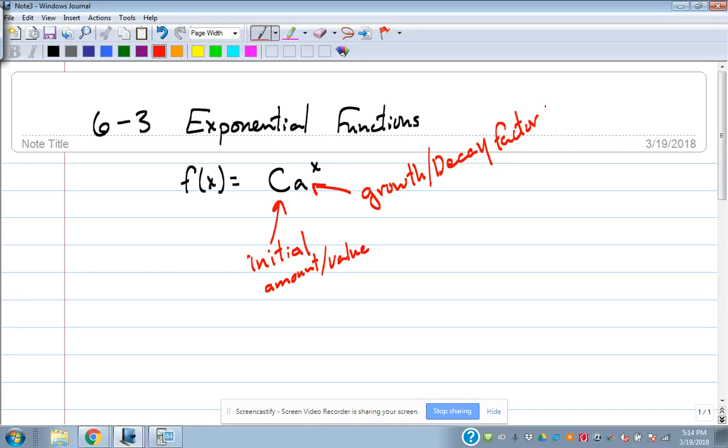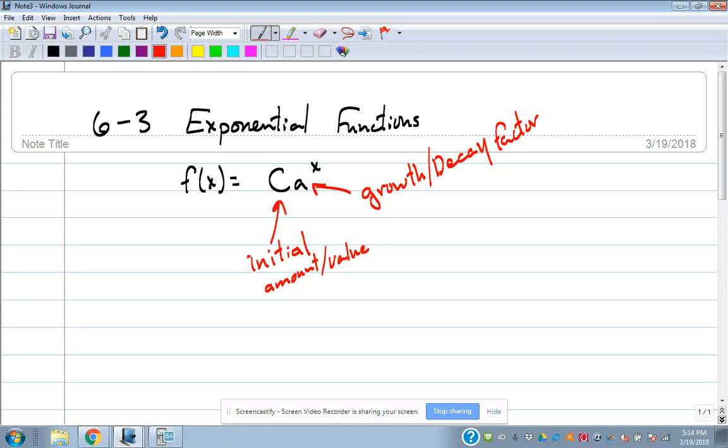X is the same old X we've been dealing with. X in exponential functions may be days, hours, minutes, or years, depending on the context of the problem. But the initial value is the amount you have at 0. When X is 0, that's your initial amount, because anything to the 0 power is 1, so 1 times C is C.